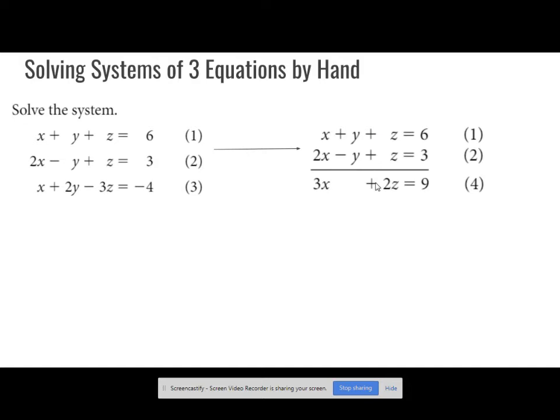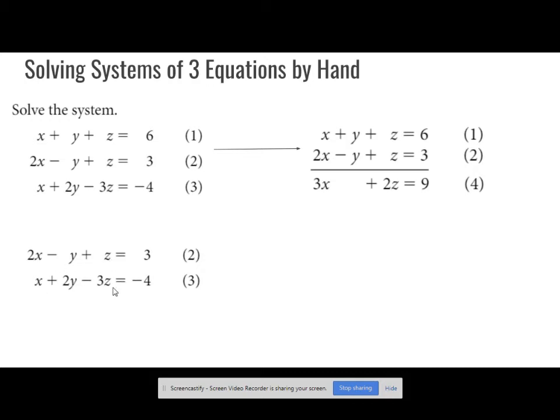And we added those first two together, and we got a new equation, 3x plus 2z equals 9. We still can't solve this equation that they called number 4, because there's two variables in one equation. But we're stuck with that. So then I said, okay, let's look at the second two equations, equation 2 and equation 3. We take the second two, and we add those together.